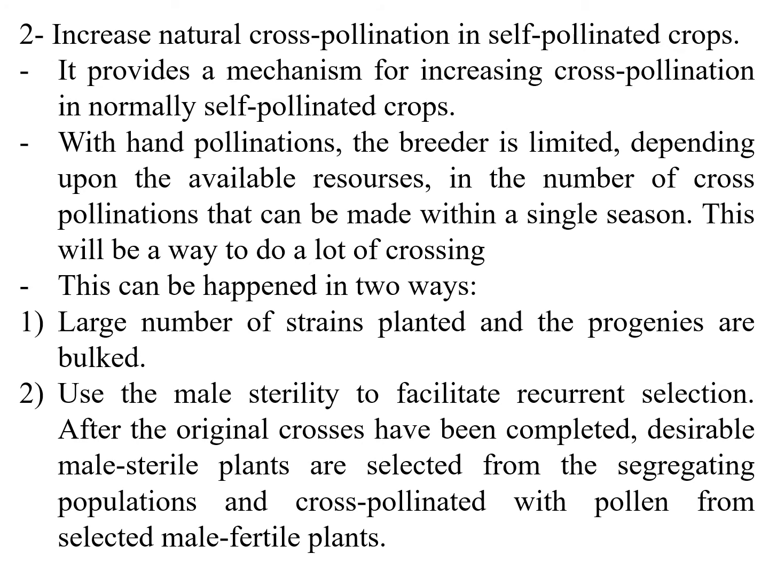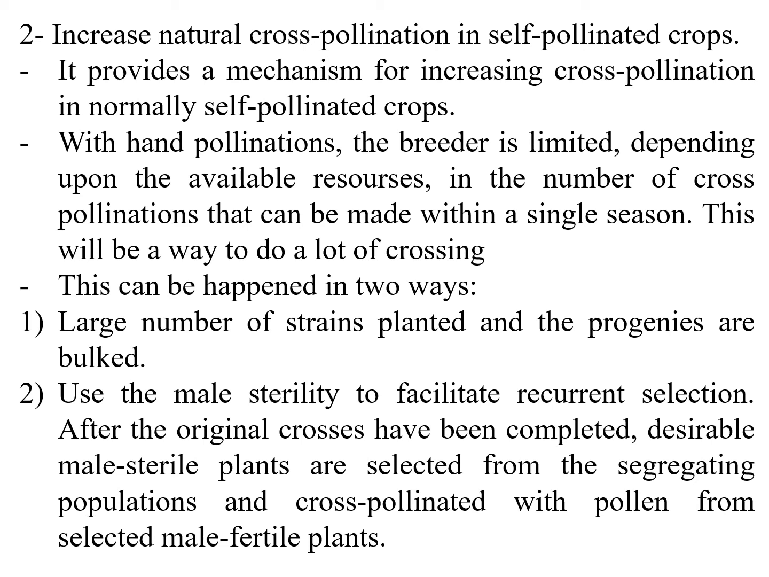The second way we can use male sterility in plant breeding is that sometimes we need to increase natural cross-pollination in self-pollinated crops because we need more recombination. So this method provides a means to increase cross-pollination in these types of crops without using hand pollination, which always limited the recombination process, because we need a lot of crosses to do pollination, and the season is very limited in time, and we have to do a lot of crosses in very short times.